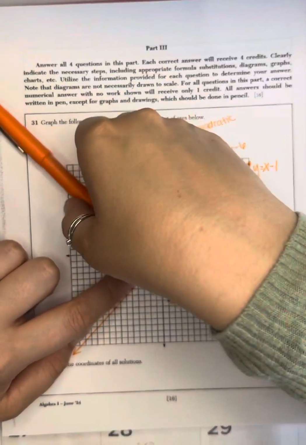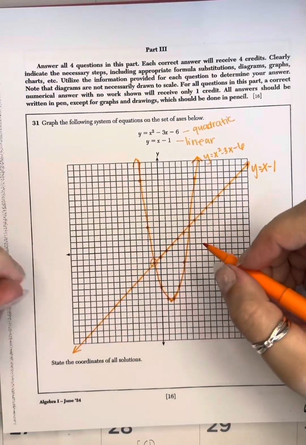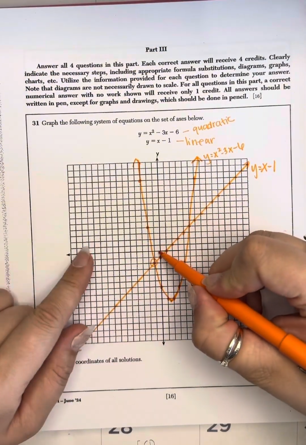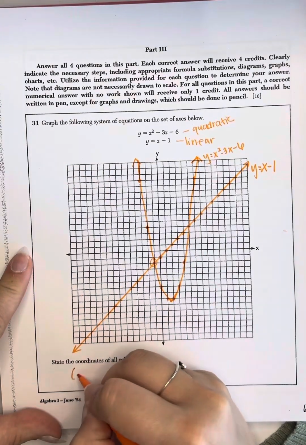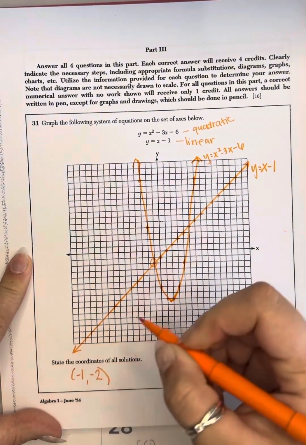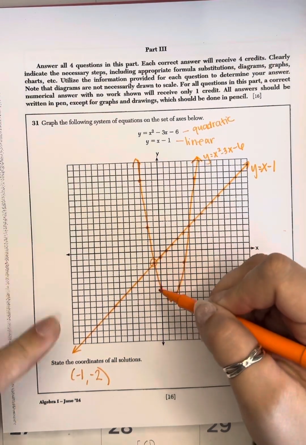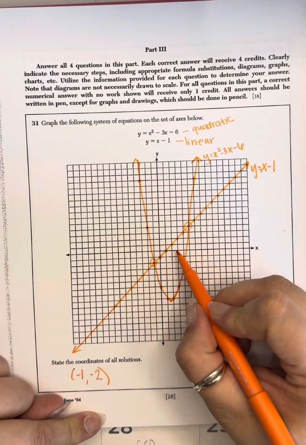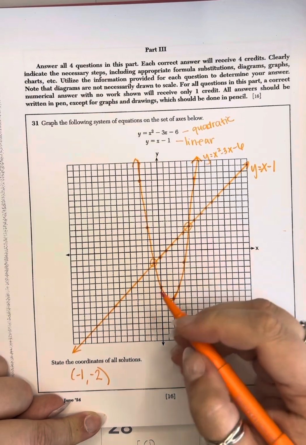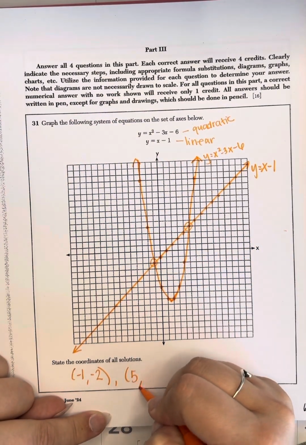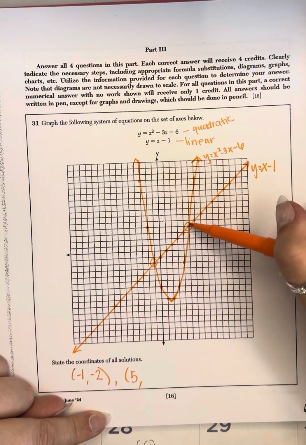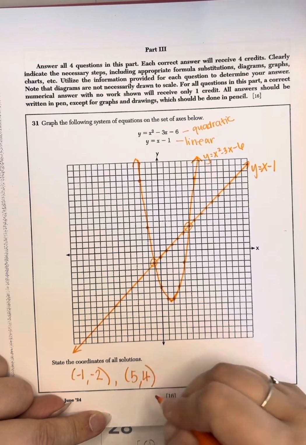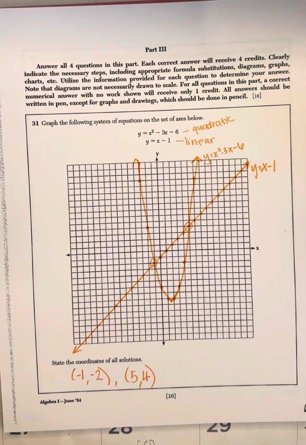So we have an intersection here at negative 1, negative 2. Right, left 1, down 2, negative 1, negative 2, and then we have another one here at 5, 1, 2, 3, 4. And that's it for 31.